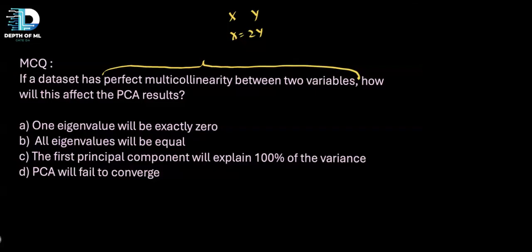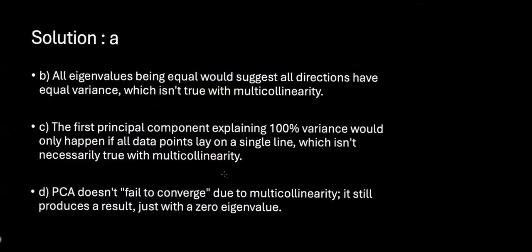Okay, Harshit. Okay. So the answer is one eigenvalue will be exactly 0. Because the variance for that particular feature will be 0, right? Because it is already being captured by the other feature. So the eigenvalue corresponding to that will come out 0. And for the rest, we will see why they're not true.